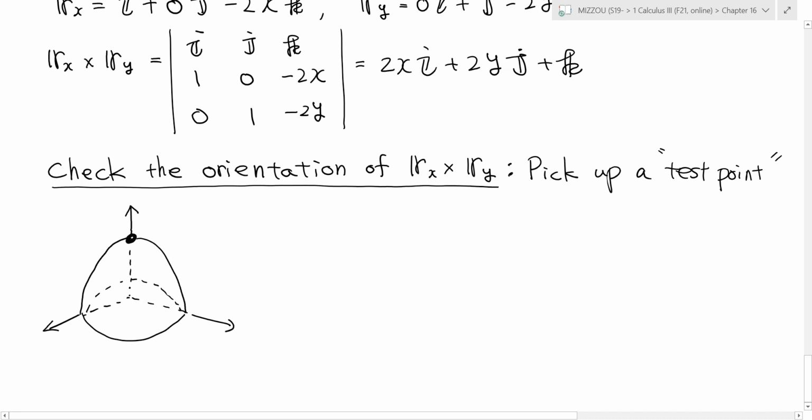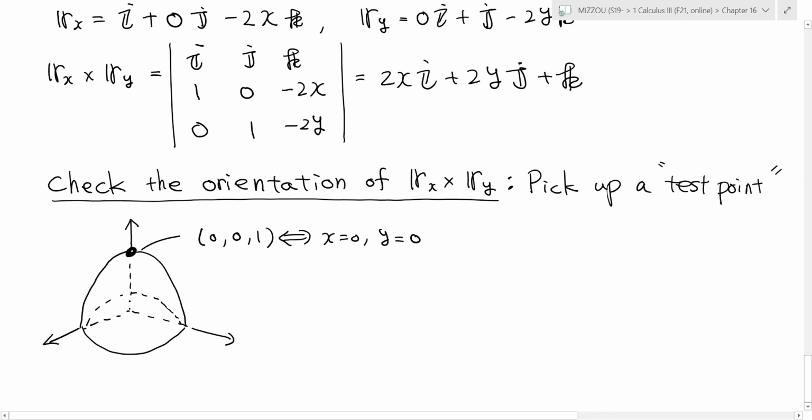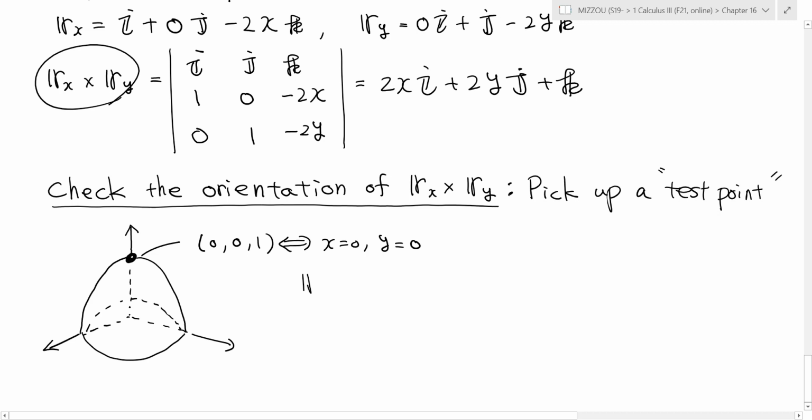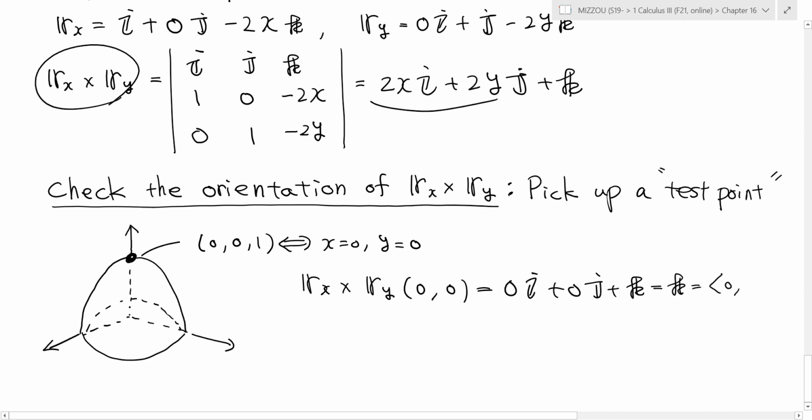Let's pick up this point. So this point is 0, 0, 1, meaning that when x is 0, y is 0, of course. At 0, 0, namely x 0, y 0, the vector here evaluated at 0, 0 is what? You plug in 0, 0: 0i plus 0j plus k. So this is just vector k. But what's vector k? As a vector, this is 0, 0, 1, of course.